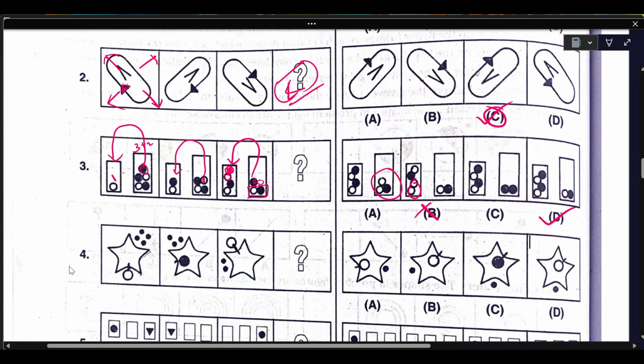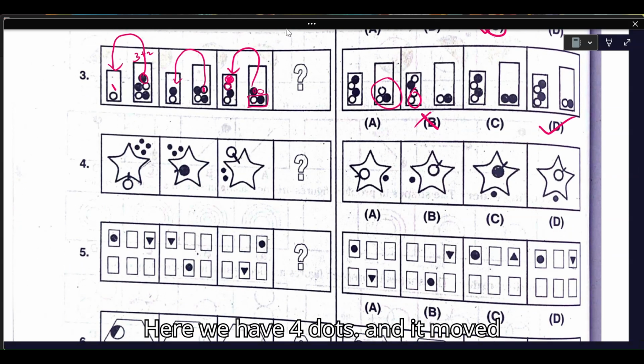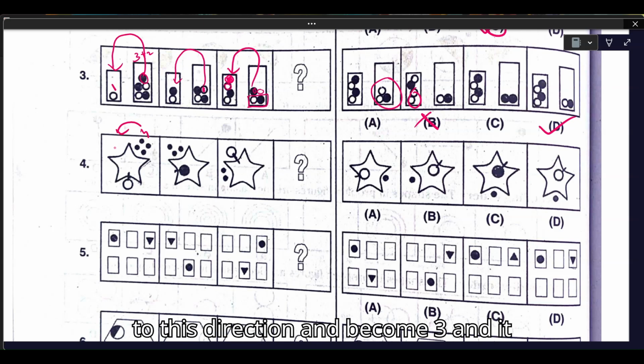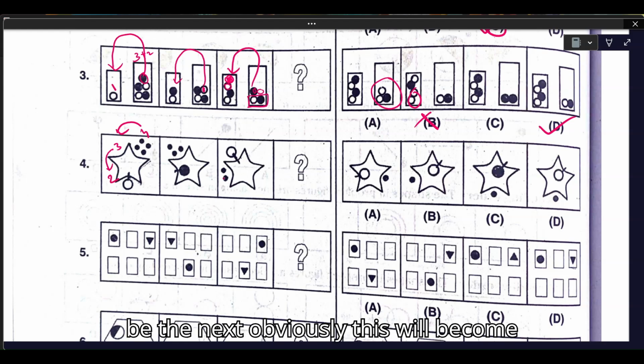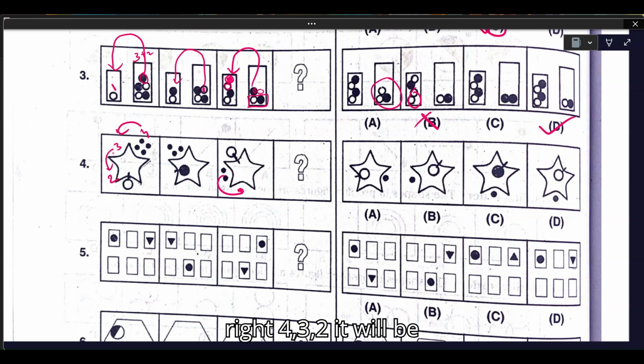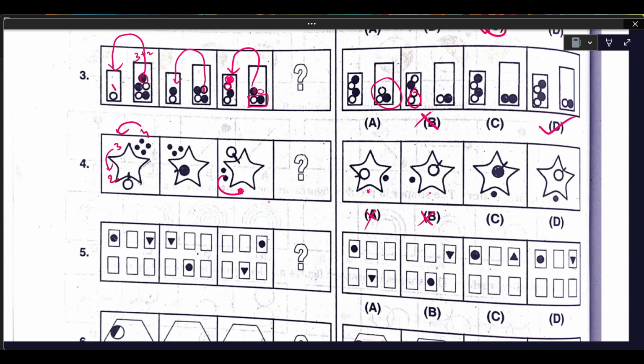Okay, and the next one is these stars. Here we have 4 dots and it moved in this direction and became 3, and it moved here and became 2. So what will be next? Obviously it will come here and be 1 dot, right? 4, 3, 2, it will be 1 again. So a black dot should be in this place and it's not there. So we will be eliminating these 2, right?